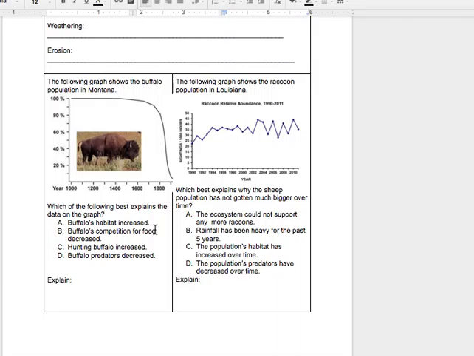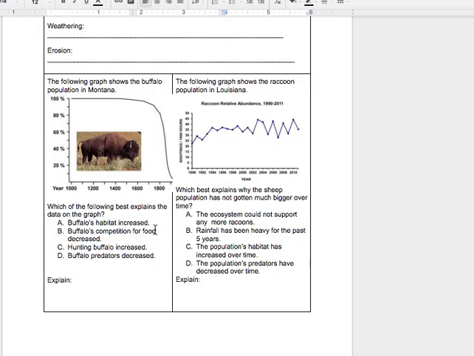B, buffalo's competition for food decreased. The competition for food decreasing would only create more of a population for Montana's buffaloes. So unfortunately, B is incorrect. C, hunting buffalo increased. Hunting buffalo means that there will be a difference in buffalo, so we're going to put a maybe by there. And D, buffalo predators decrease. If the predators of the buffalo, who are the prey, decrease, the population should increase. So your only answer in this problem should be C.